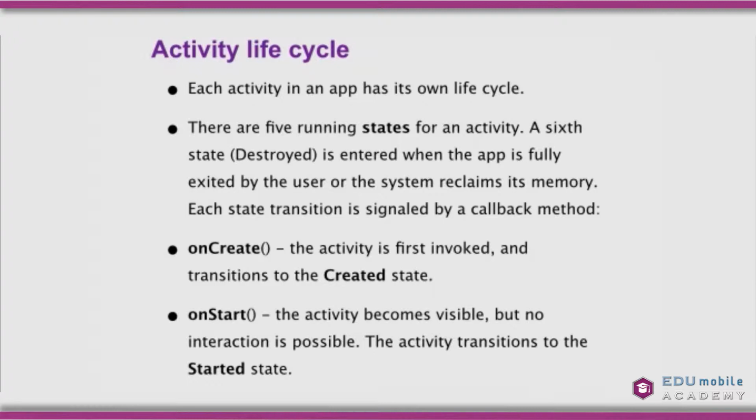A 6th state, which is called the destroyed state, also kind of exists. Destroyed is entered when the app is fully exited by the user or when a system destroys the app. In other words, to get memory back, to reclaim memory. Every state transition, though, is signaled by a callback method that we can access within our activity to find out where we are and to perform certain functions when states are transitioned from one to another. So these callback methods are these.